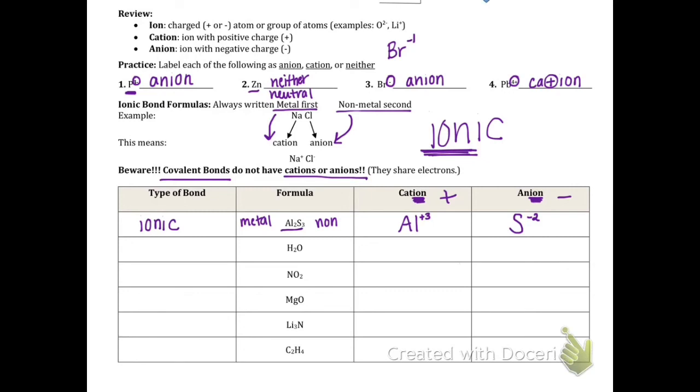Now, the next example is water, H2O. Hydrogen is a nonmetal. Oxygen is also a nonmetal. So we know that a non and a non make a covalent bond. Covalent doesn't have the word ion in it. So that means it doesn't have a cation and it doesn't have an anion. So you skip it.